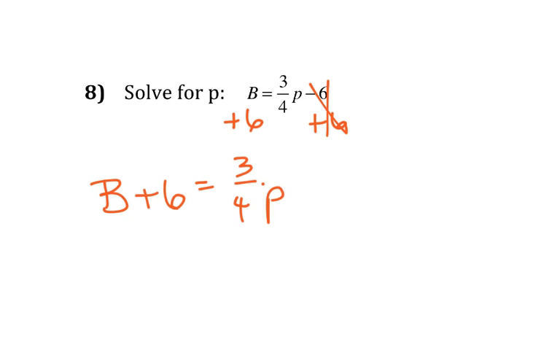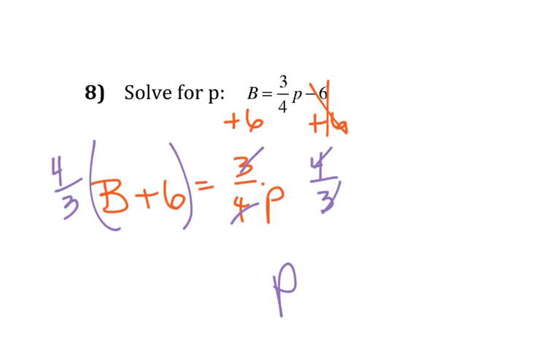So it says 3/4 times p. So I could divide by 3/4 or multiply by 4/3. So 3 times 4 over 4 times 3, that's going to all be gone, and I'm left with p. On the other side, now this is really important, you can't just do times 4/3 like that. It's 4/3 times the entire side, so you've got to have parentheses around that. So you're going to distribute 4/3 b plus, and then you're going to do 4/3 times 6.